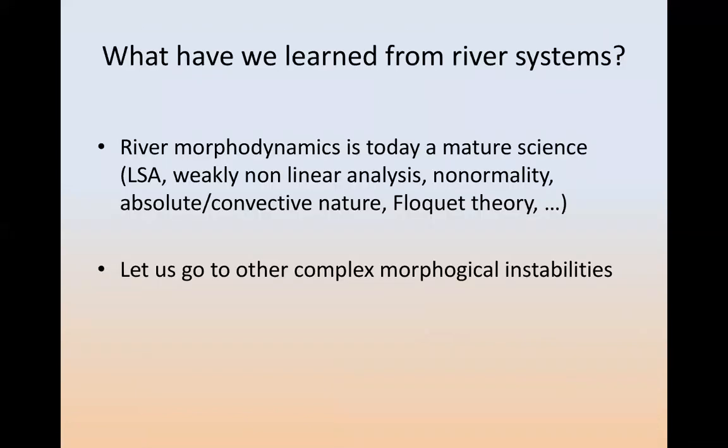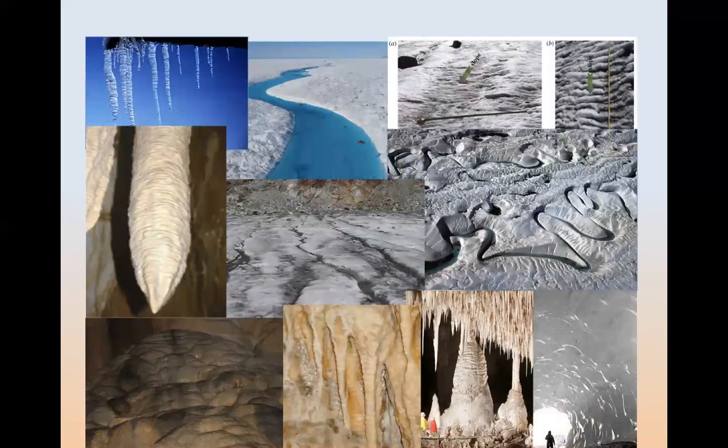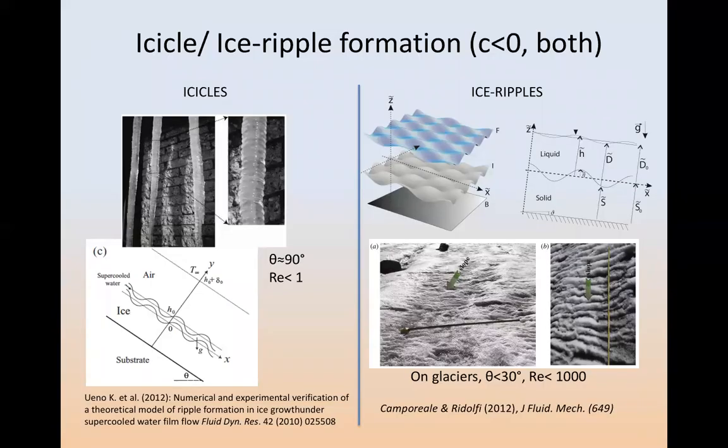So, what have we learned from river systems? River morphodynamics is today a mature science: linear stability analysis, weakly nonlinear analysis, absolute and convective nature, and Floquet theory. So it's time to move to other complex morphological instabilities, such as those ones. So karst and ice morphodynamics, using the same tools, so a unified approach, a unified methodology. Let's consider firstly the problem related to icicles and ice ripple formation.